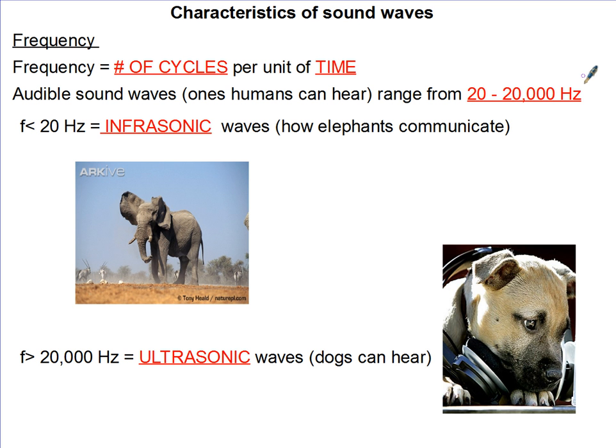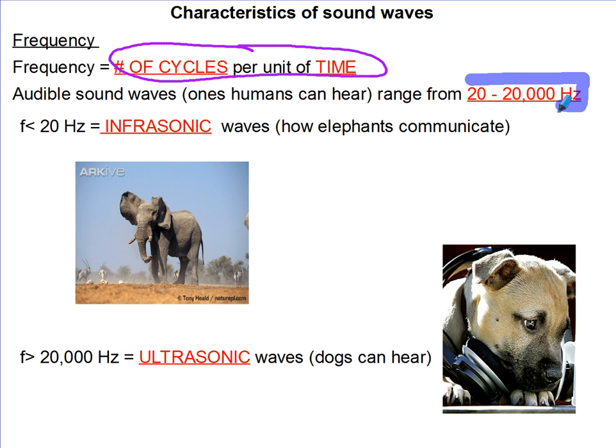Now there's some interesting characteristics of sound waves. Remember, the frequency is the number of cycles per unit time. Audible sound is, humans can only hear sounds from 20 to 20,000 hertz. This seems like quite a bit, but there's a whole lot more out there that we can't detect with our ears. If the frequency is less than 20 hertz, this is infrasonic. This is how elephants communicate. Now let's think about this. Infrasonic. So the velocity of sound is about 330 meters per second. We're going to get to exactly what it is in a minute.